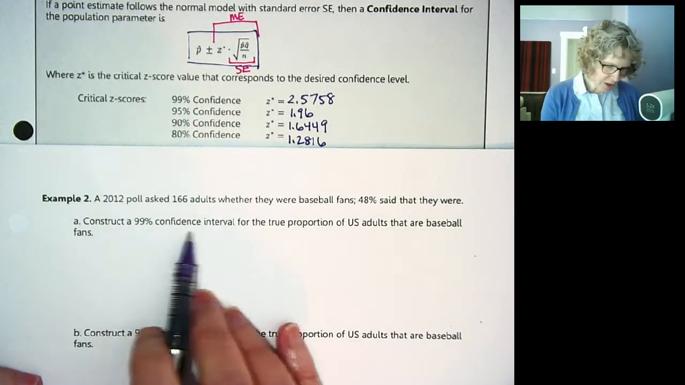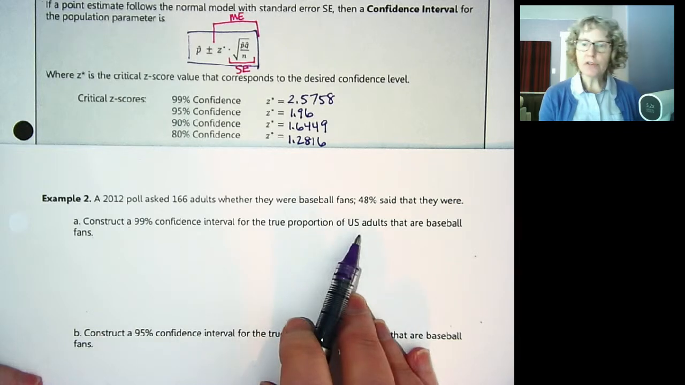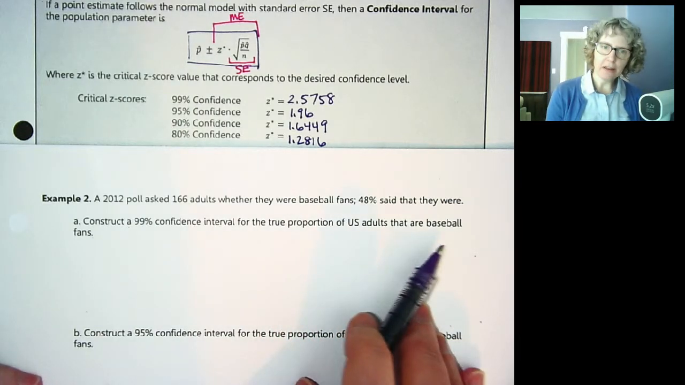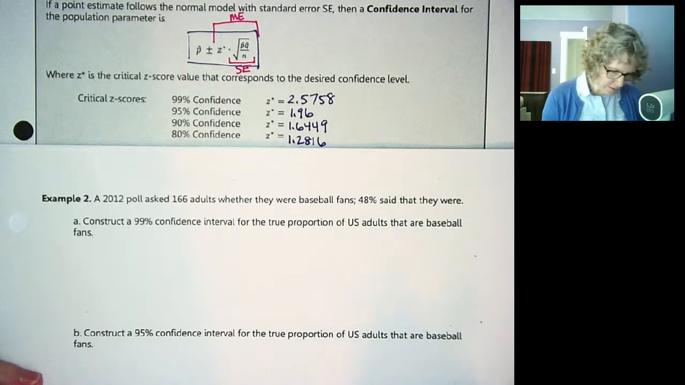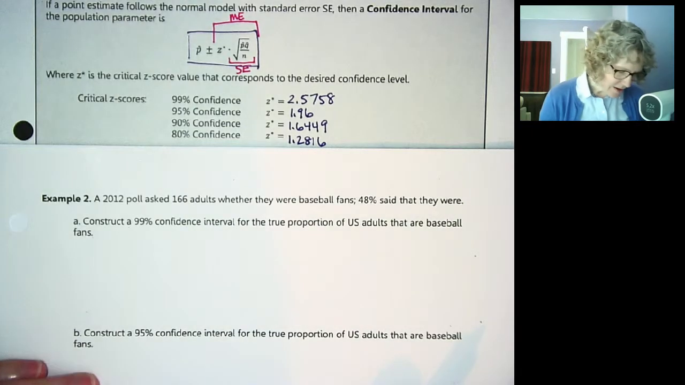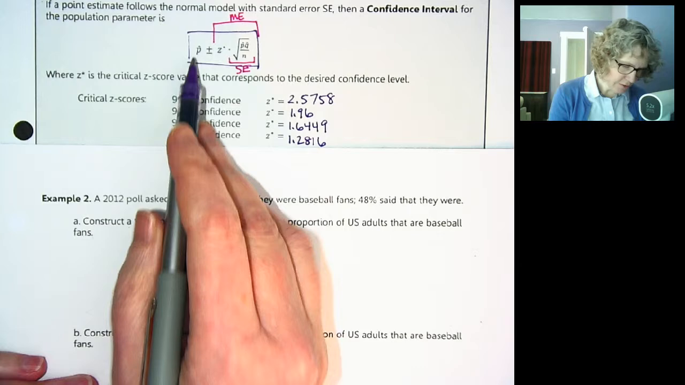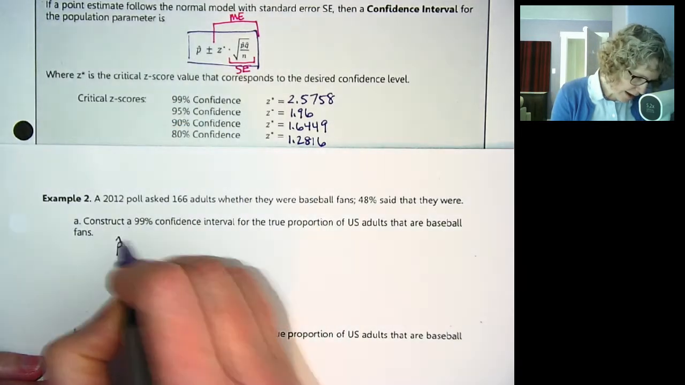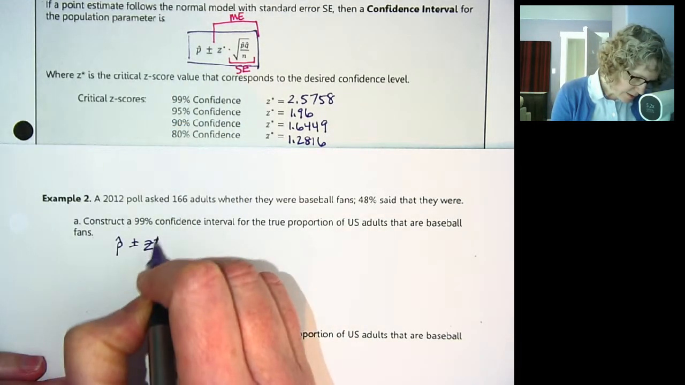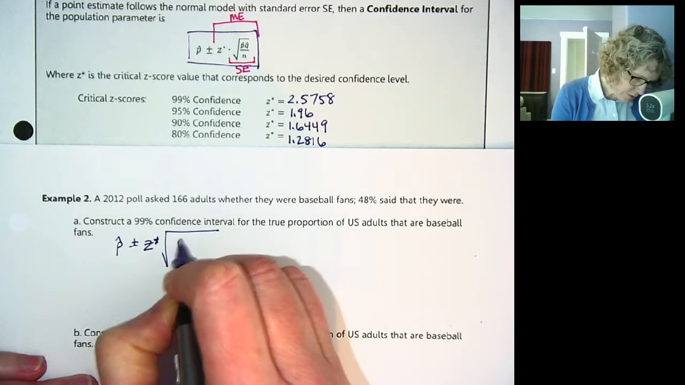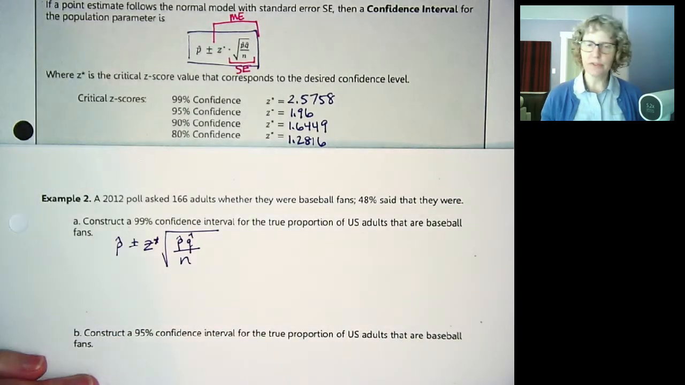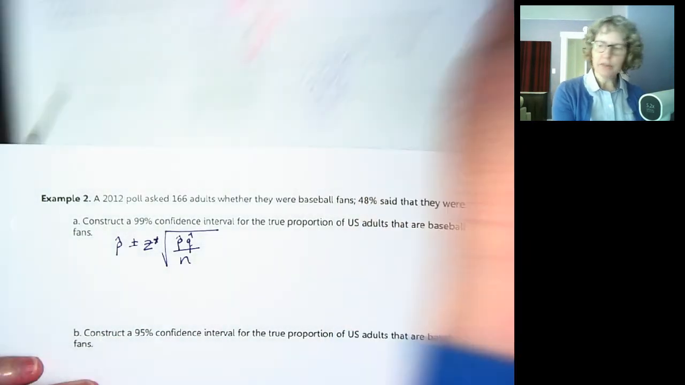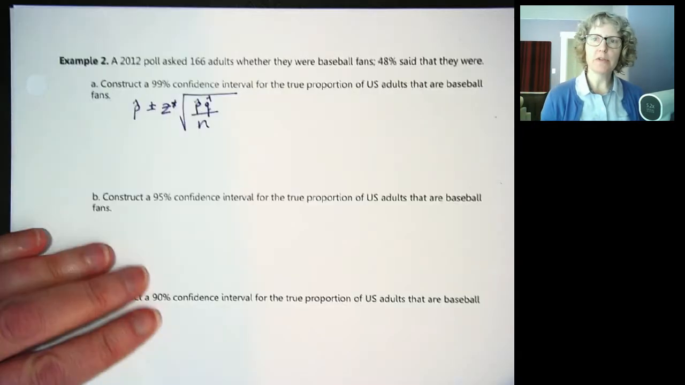Construct a 99% confidence interval for the true proportion of U.S. adults that are baseball fans. So we want to know in general, the parameter is what proportion of the U.S. adults are baseball fans. Okay, are you a baseball fan? So let's start with our formula. I'm going to write it down here. P hat plus or minus Z star times the square root of P hat Q hat over N. Okay? Now that we've built it up and worked through it, we're just going to go right to that formula.